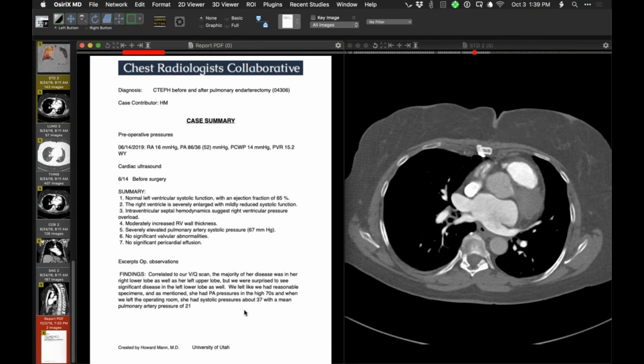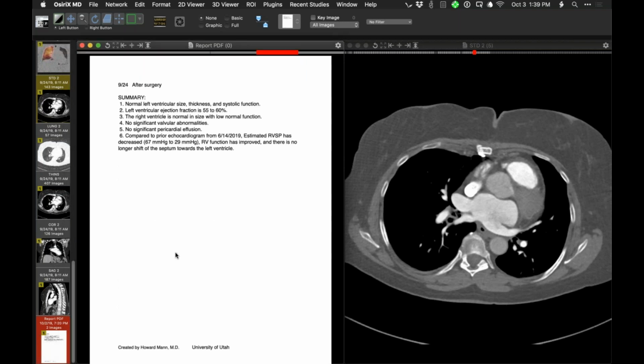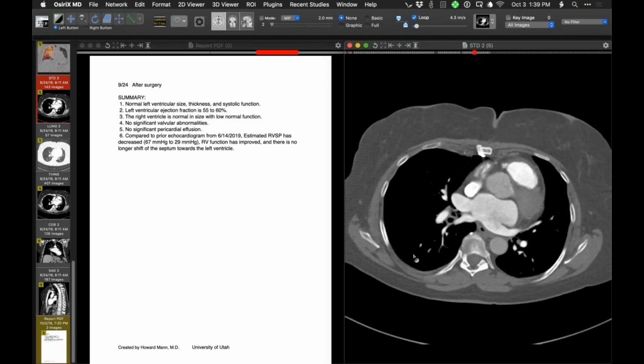Even in the operating room, her systolic pressures diminished. This is preoperative, showing the pulmonary artery pressure. Here is a summary of the before surgery cardiac ultrasound, and then the after surgery cardiac ultrasound, showing expected findings of diminished pulmonary hypertension and intracavitary pressures.